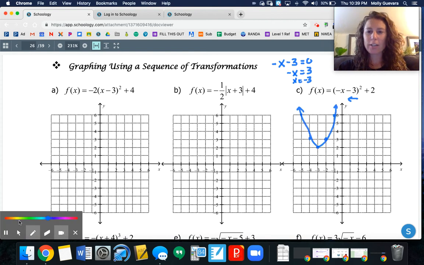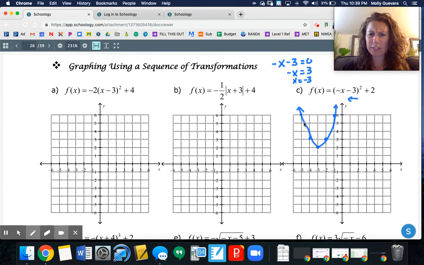Okay, check your work here for part C. The only thing here that was actually really tricky was just figuring out which direction this 3 was going. Because this negative was here, we actually solved for it. So you should have gotten a graph that looks like this. Move on to D, and I'll see you in a second.